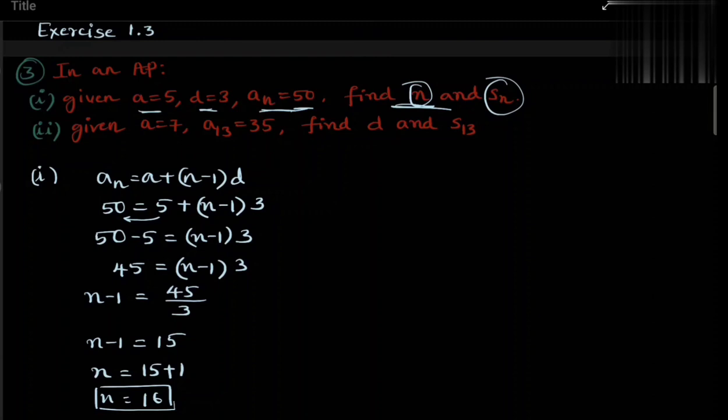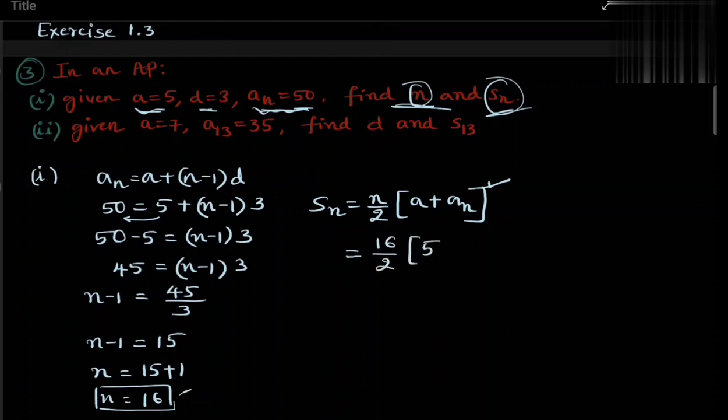Next we want to find Sn, that is sum of n terms of an AP. So here they given the last term and first term. So therefore we know the formula, that is Sn is equal to n by 2 into a plus an. So when we know the last term we use this formula. So here n we find it, that is 16, substitute here 16 by 2. So a is 5 plus an is 50.